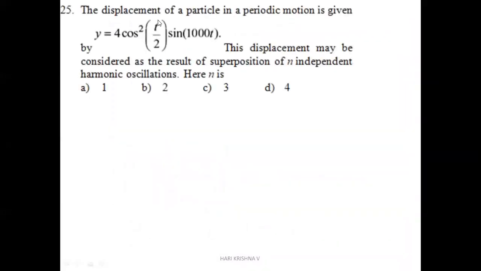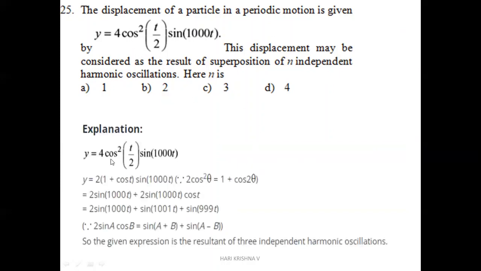Next, 25th question. The displacement of a particle in a periodic motion is given by y = 4 cos²(t/2) sin(1000t). The displacement may be considered as a result of superposition of n number of harmonic motions. See here, how many n's are there in the equation? It's also basic trigonometry operations we have to use.